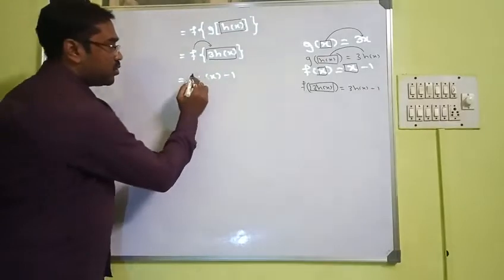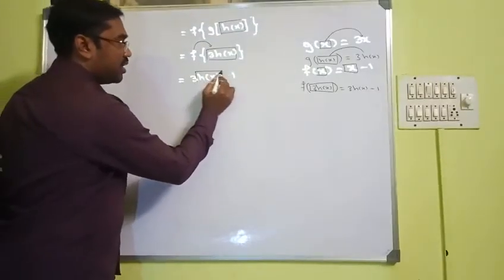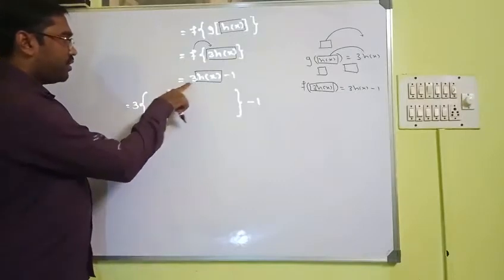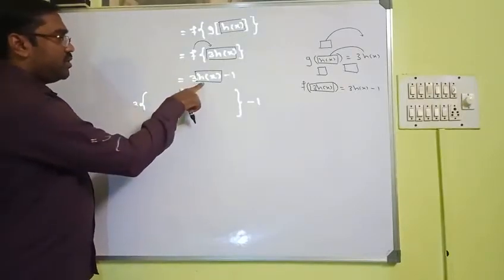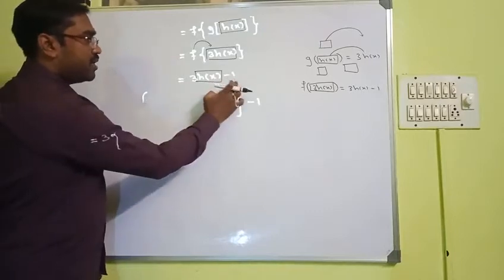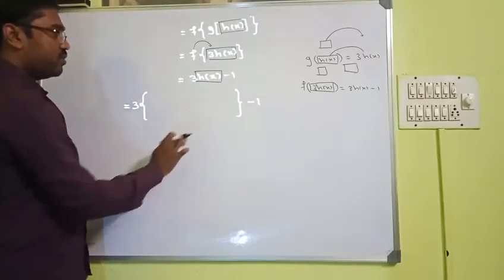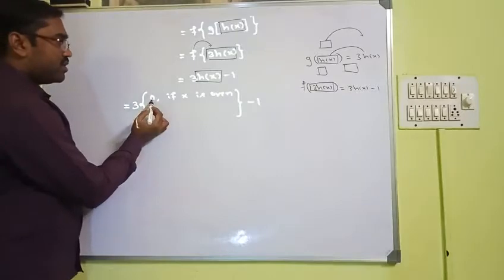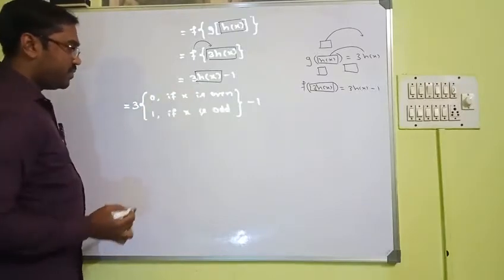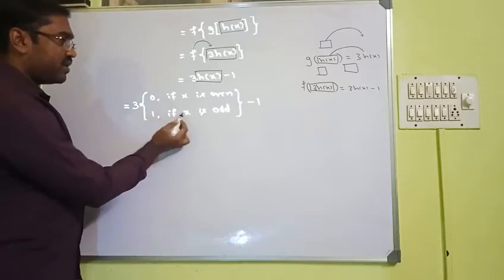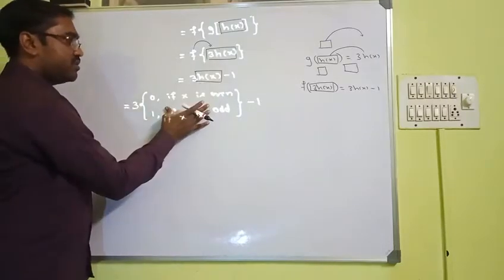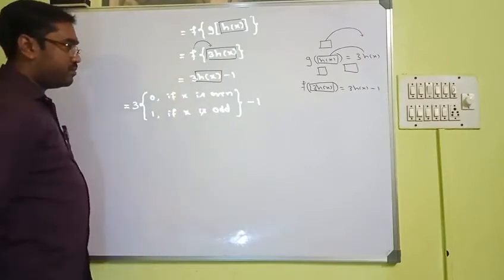Now let us substitute what is h of x now. Finally, we have taken 3 as it is. h of x will write here. Minus 1 we have written. What is h of x now? h of x says the value is 0 if x is even and the value is 1 if x is odd. We have just substituted the function here, which is given in the question.